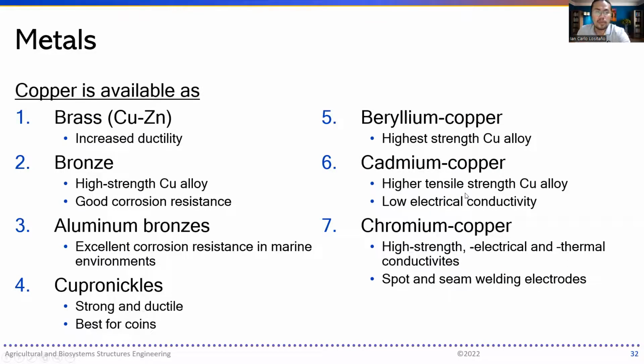Now, copper is available as brass, again copper zinc, as was said a while ago, increasing the ductility, and bronze, aluminum bronzes, cupronickels, and beryllium copper, the highest strength copper alloy. You have your cadmium copper and then the chromium copper, with high-strength electrical and thermal conductivities and uses in spot and seam welding electrodes.